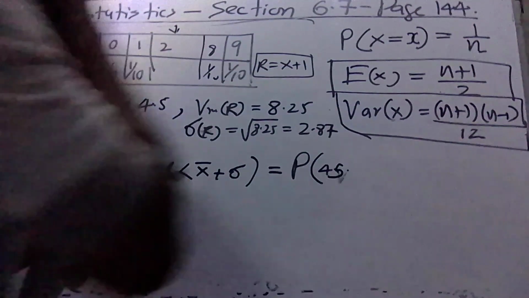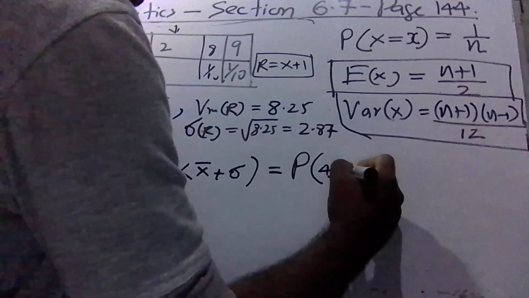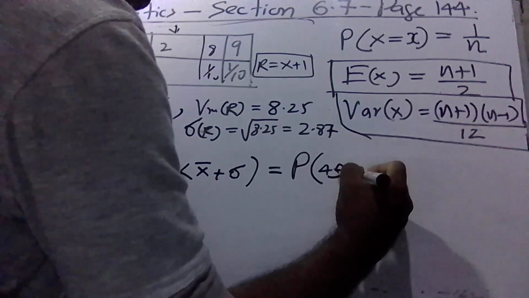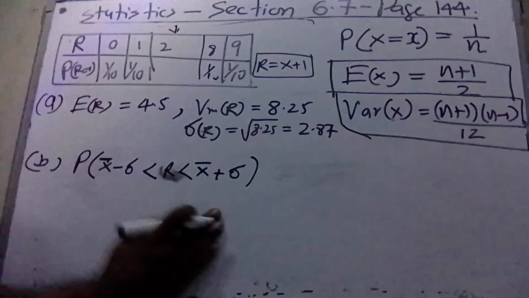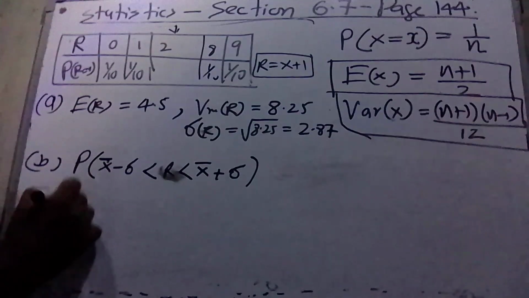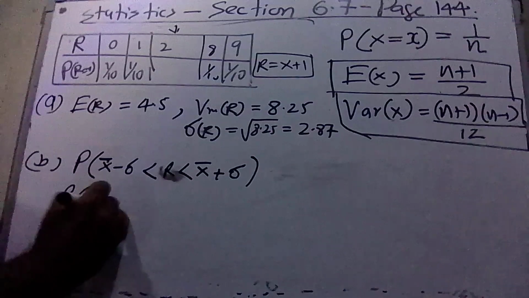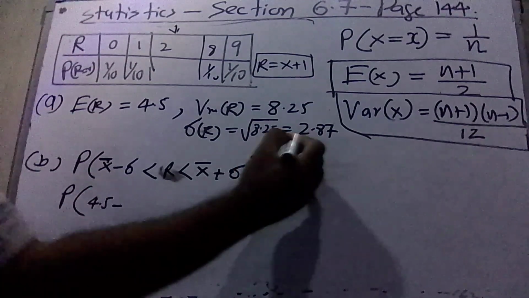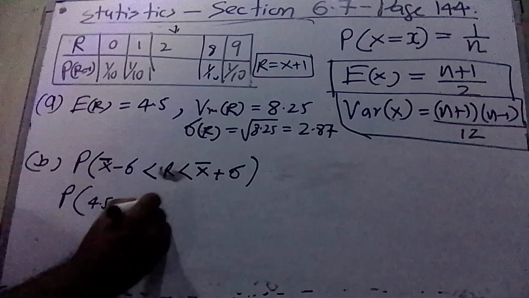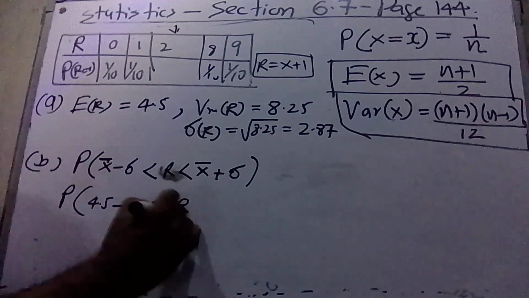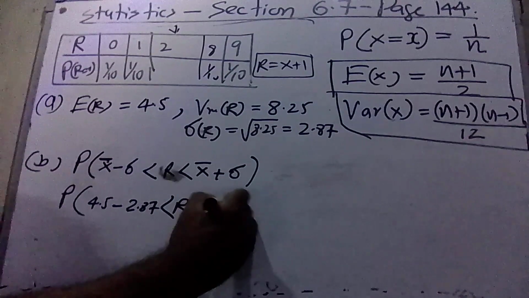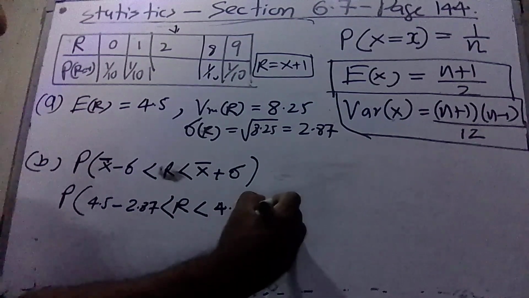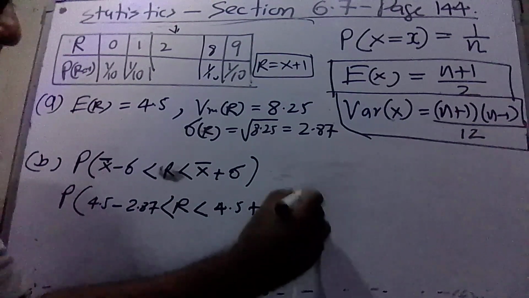4.5 minus 8.2 minus, I will write it here below, then it's easy, right? I have no space there. So P(4.5 minus 2.87 < R < 4.5 plus 2.87). I will explain this first.